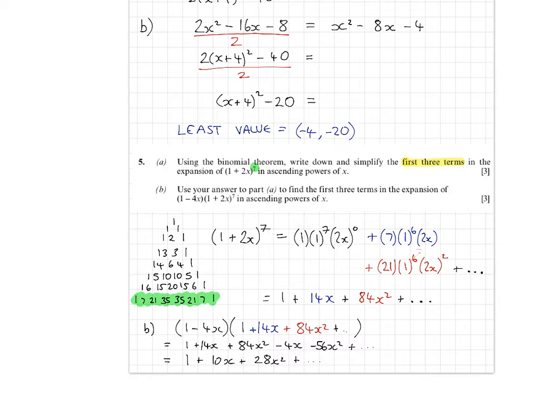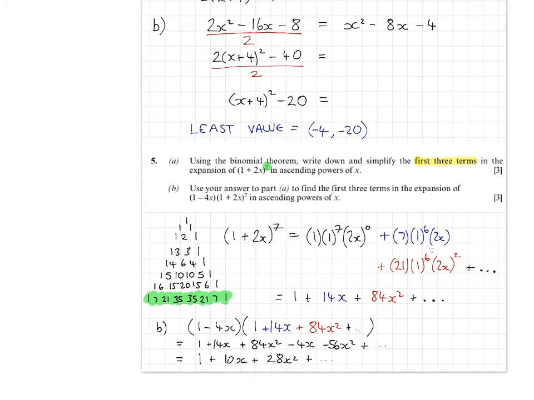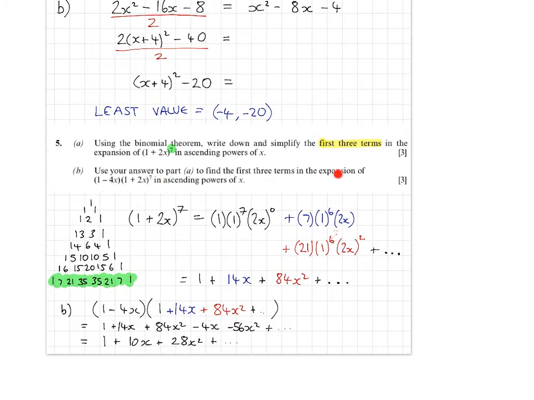For part B, it says use your answer from part A to find the first 3 terms of this expansion. So it's this thing here with what we just expanded. So you do 1 times by the 1, then 1 times by the 14, then 1 times by the 84, and then you do minus 4 times by the 1, minus 4 times by the plus 14, and then minus 4 times the 84x squared.